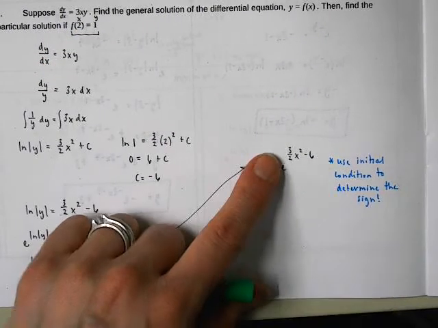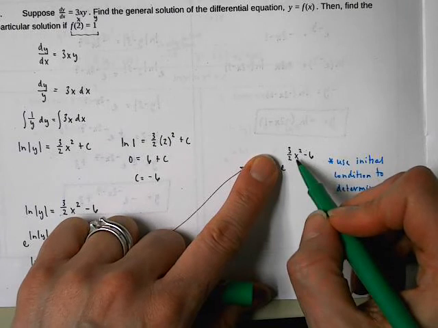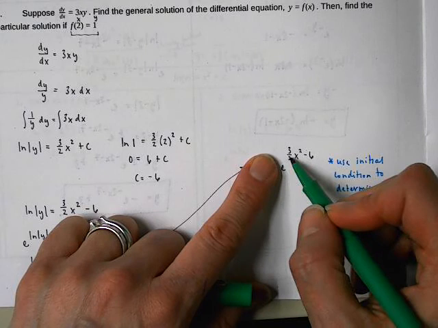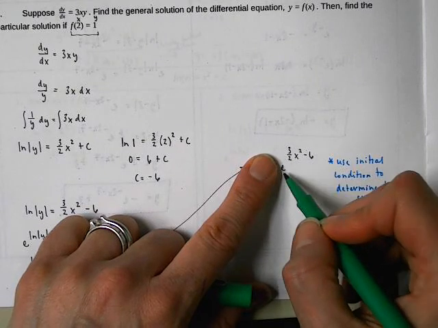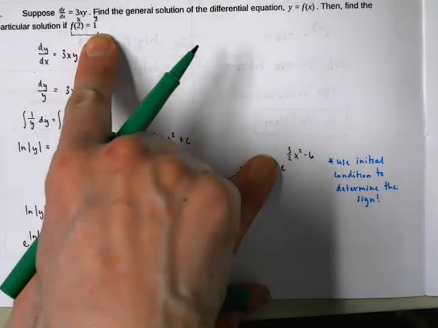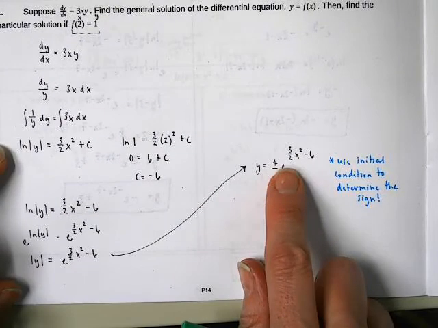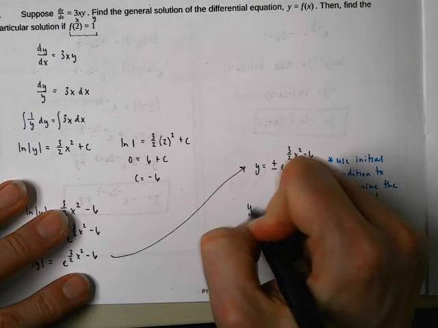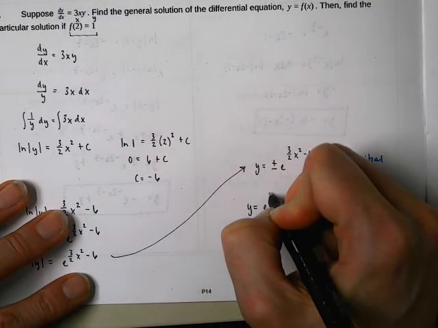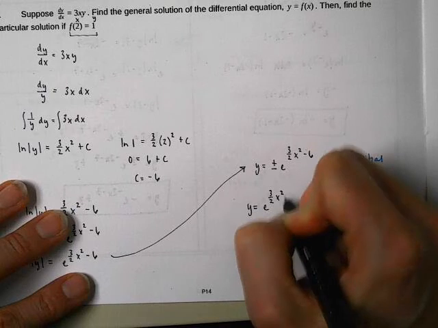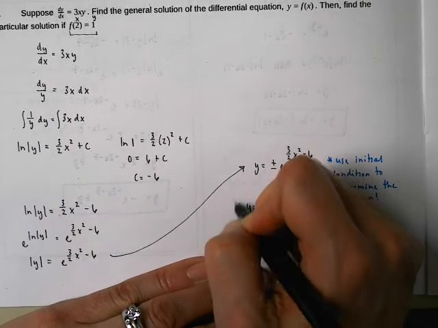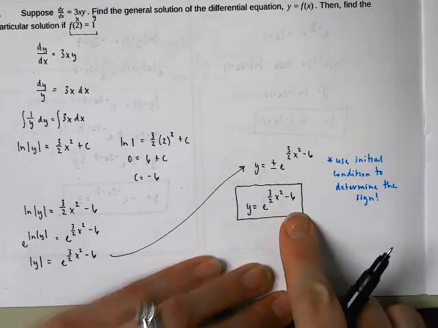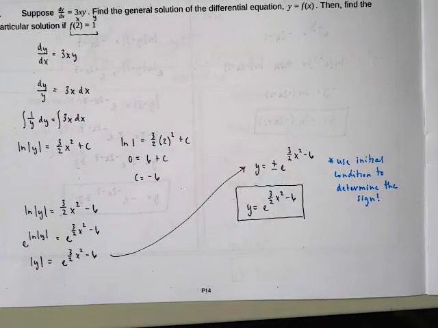So let's see. If I plug in 2 for x, I'm going to get 2 squared is 4 times 3/2 gives me 6. So 6 minus 6 is 0. And e to the 0 should give me a positive 1. Since I want this to be positive e to the 0, I'm going to make the sign of my answer just the positive choice: e to the 3/2 x squared minus 6. And again, that decision comes from plugging in the initial point and making sure you get the correct y value out.